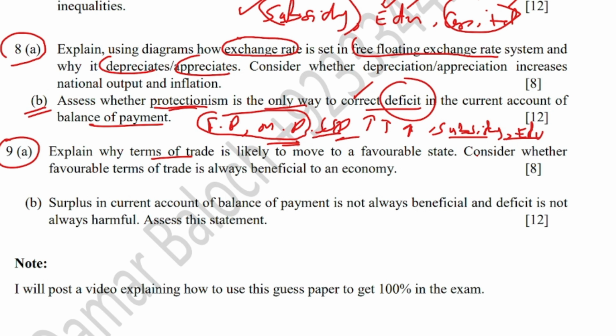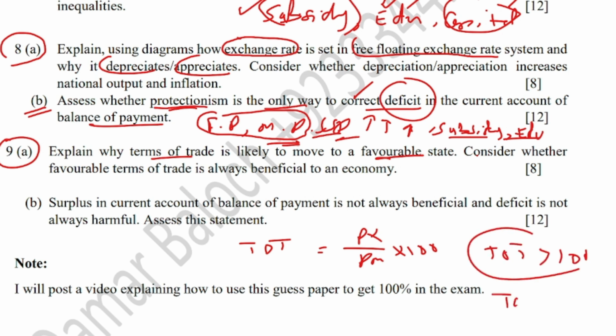Terms of trade is the ratio of the price of exports and imports: price of export over price of import, times 100. This is terms of trade. When the answer is greater than 100, it is called favorable terms of trade, and when it is less than 100, it is unfavorable terms of trade.